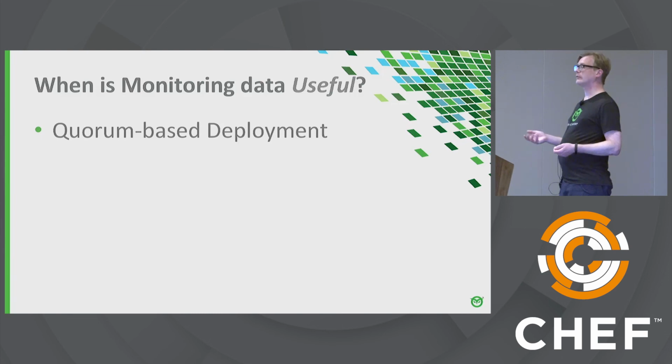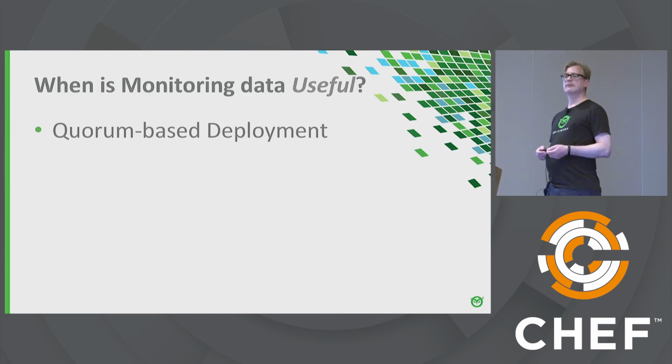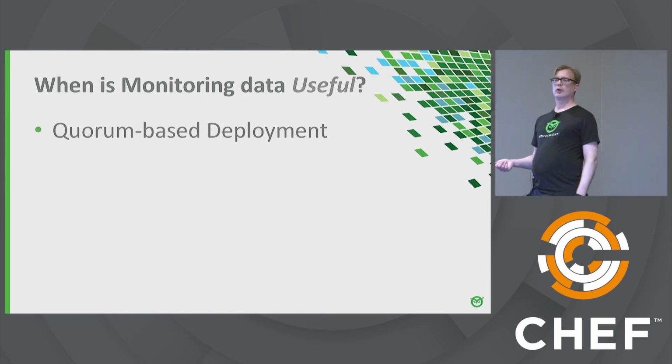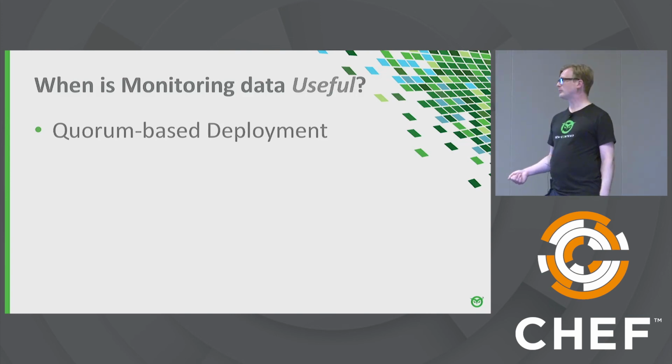A quorum-based deployment, for example. I want to deploy my application using Chef to a set of nodes. But if that node that the Chef client is running on at that moment is the only working node in the entire cluster, I probably don't want to deploy to it at that moment. Maybe I want to wait until things look a little better, next Chef run or something like that.